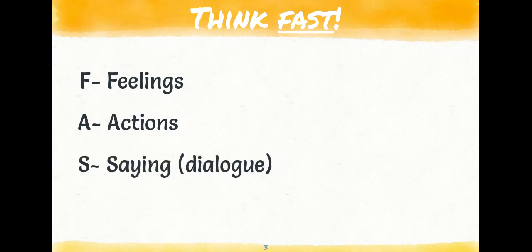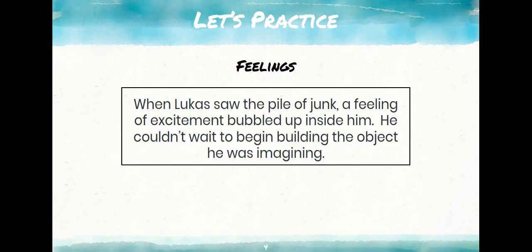The F stands for feelings. The A stands for the actions or what the character is doing in the story. The S stands for what they are saying or their dialogue, and the T stands for their thoughts. Now we're going to practice these starting with feelings.